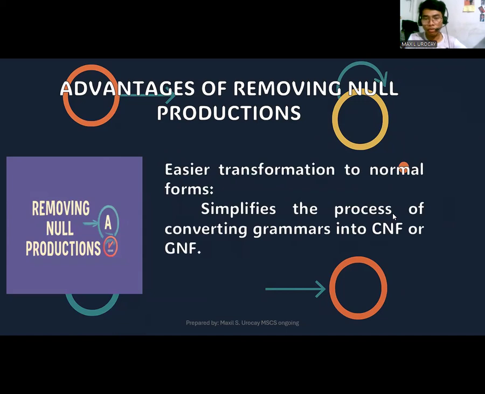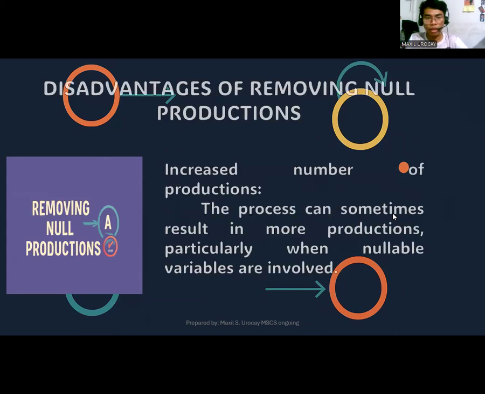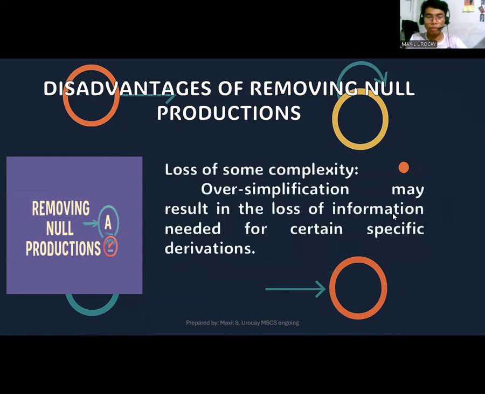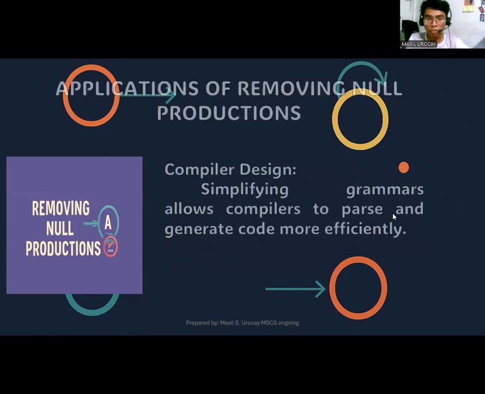And then easier transformation to normal forms, besides the process of converting grammars into CNF or GNF. And afterwards, more efficient error detection. A simpler grammar makes it easier to detect errors in derivation. As for the disadvantages, there is an increase in the number of productions. The process can sometimes result in more productions, particularly when nullable variables are involved. And also loss of structure, since some over-simplification will result in the loss of information needed for certain specific derivations. And also not always minimal, the resulting grammar may not be the most minimal grammar possible, and some complexities may remain.